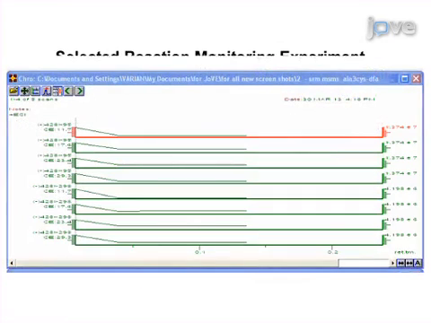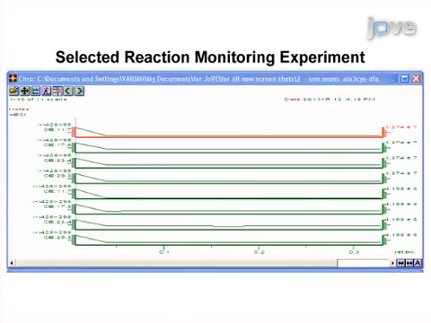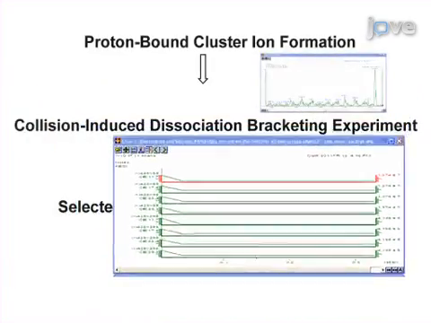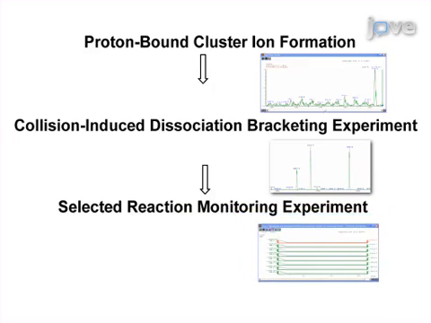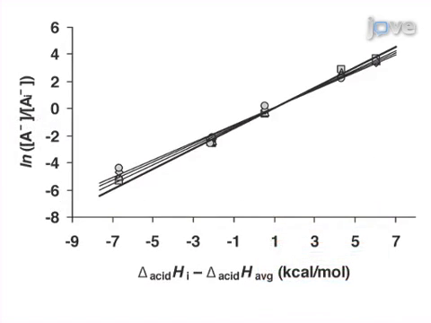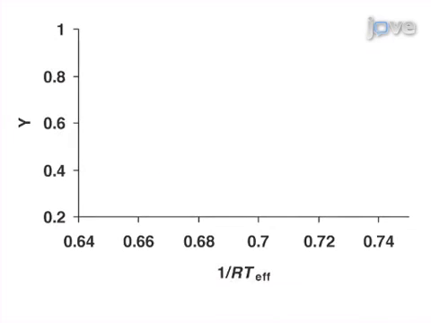Next, the selected reaction monitoring experiment is performed. The final step is to analyze the data collected from the selected reaction monitoring experiments. Ultimately, the kinetic plot is used to generate the value of the gas phase acidity.